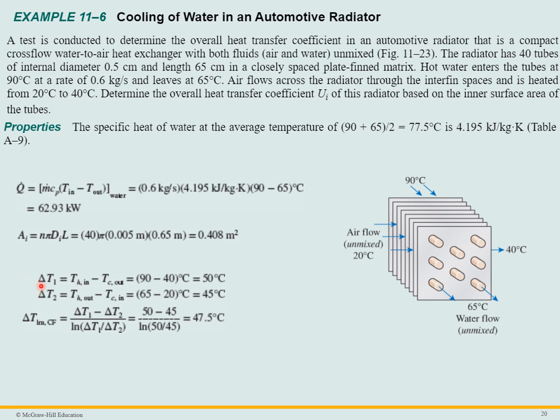We can calculate delta T1 and delta T2 like before. So it's 90 minus 40 and 65 minus 20. So the delta T LM is 47.5 degrees C.